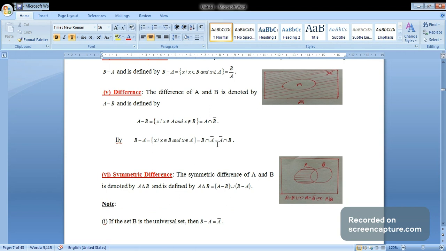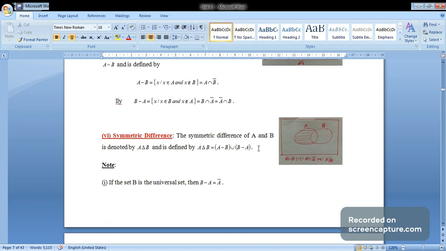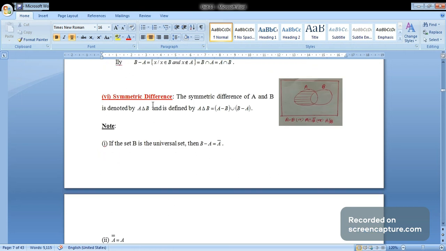That means B intersection A complement equals A complement intersection B. Okay, A intersection B complement, or A bar intersection B. Next definition is symmetric difference. The symmetric difference of A and B is denoted by A delta B, and A delta B equals A minus B union B minus A.